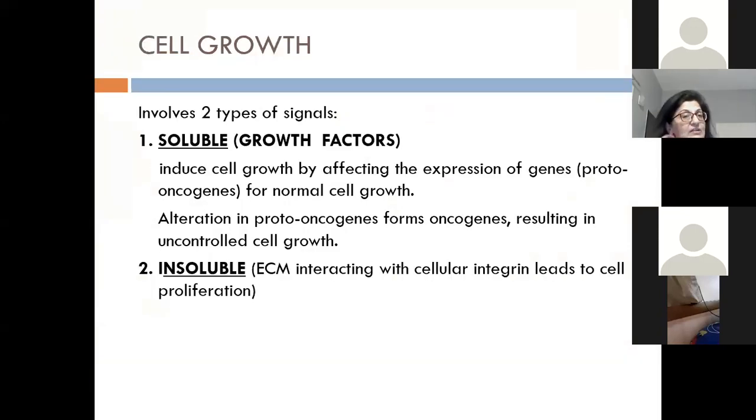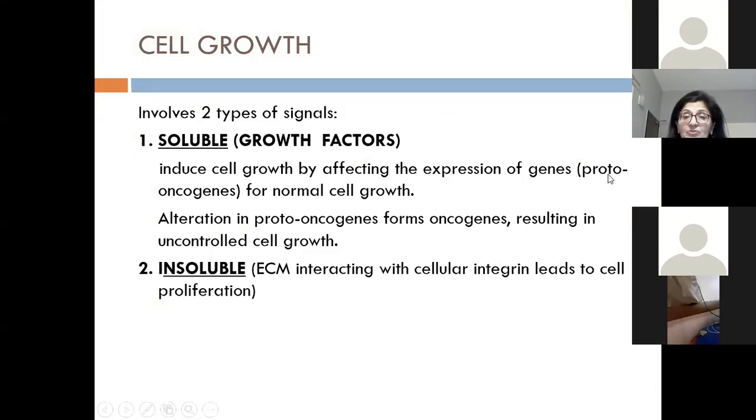Now, how does cell growth take place? There have to be some signals which go to the cell for the cells to be able to proliferate. So there are two types of cell signals, the signals for cell growth. One are called soluble signals, which are growth factors. And we're going to talk about all the growth factors in detail in a little while. And these growth factors induce cell growth by the expression of genes, which are called proto-oncogenes. And these proto-oncogenes then cause normal cell growth.